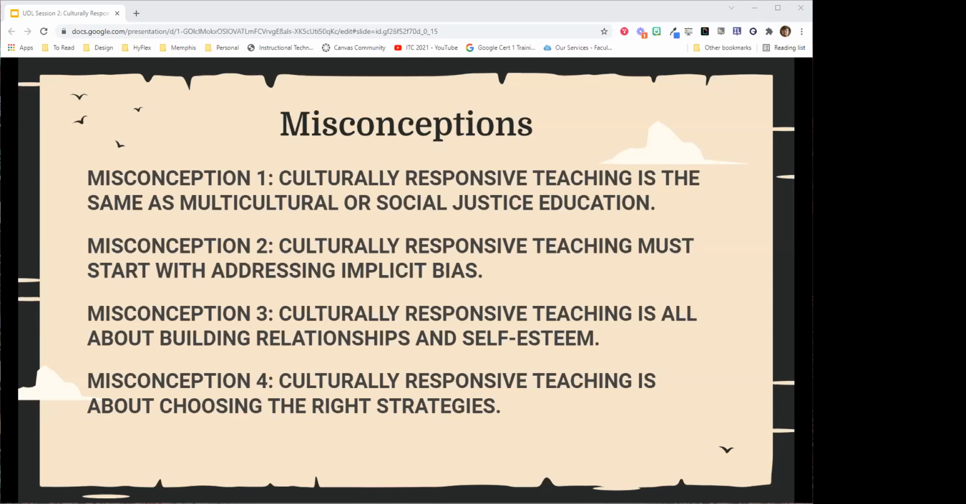Finally, the final misconception is that culturally responsive teaching is about choosing the right strategies. That's incorrect as well. Culturally responsive teaching is about building the learning capacity of the individual student. That's another quote from Zaretta Hammond. It's not about choosing the right strategies or picking the right things from the right textbooks, from the right motivational speakers. Culturally responsive teaching is about helping our students connect with their learning through their cultural backgrounds.